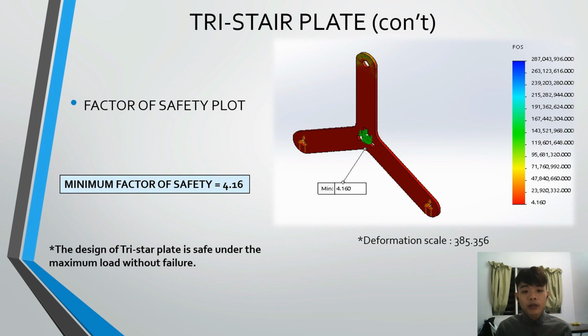Followed by the factor of safety plot, the red color contour represents the minimum value of factor of safety of the tri-star plate, which is 4.16 under the maximum load. This can conclude that the design of the tri-star plate is safe to withstand the maximum load without any failure or deformation.